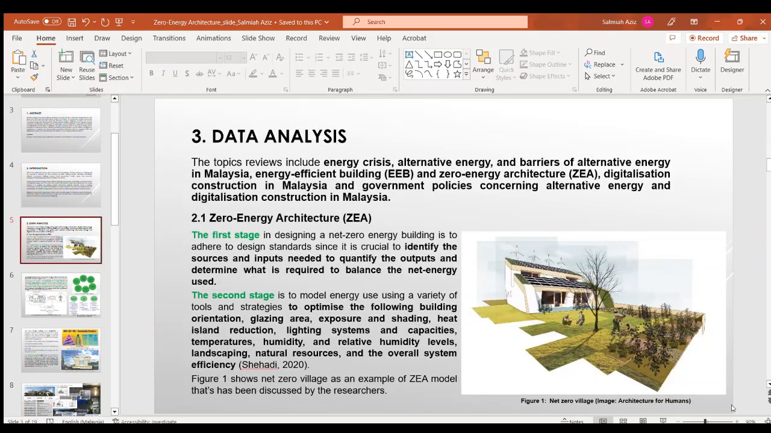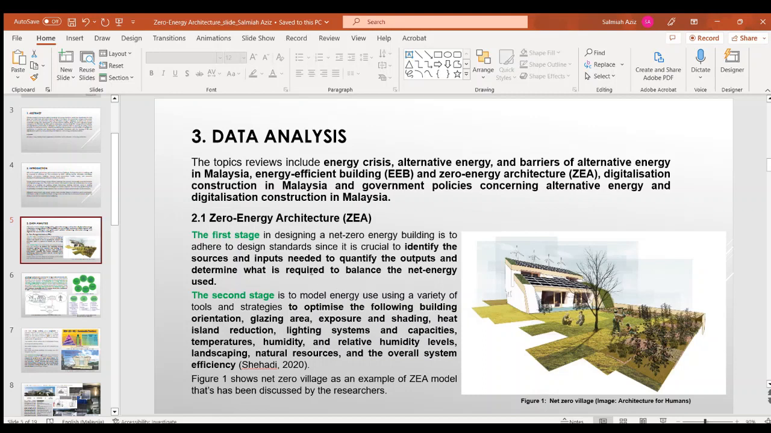Next, we look at data analysis, which is classified into three stages. So it will be about zero architecture, alternative energy, and also digitalization construction in Malaysia. By the way, the topic reviews include energy crisis, alternative energy and barriers of alternative energy in Malaysia, energy efficient building and zero architecture, digitalization construction in Malaysia, and government policies concerning alternative energy and digitalization construction in Malaysia.